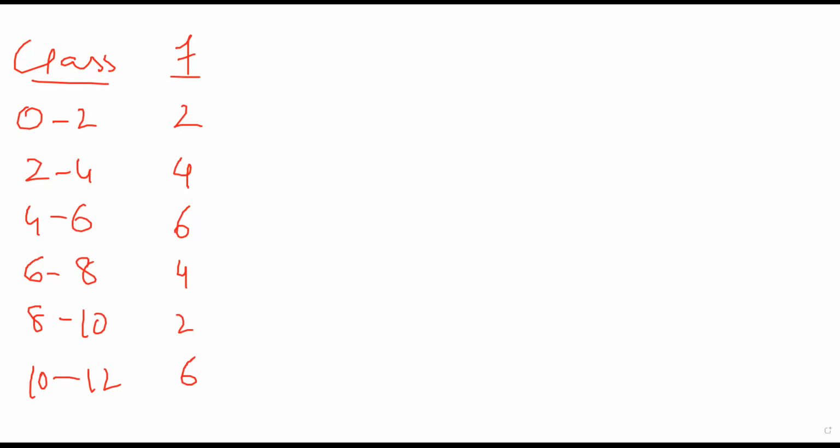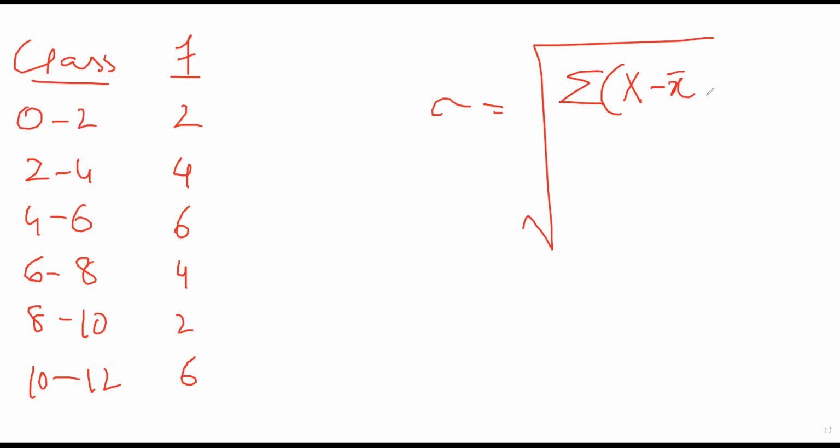Right. Now, if you want to find the standard deviation, you have the formula sigma of capital X minus X bar whole square into F divided by sigma F. Now look at the individual components. First I have to find capital X. Capital X will be the midpoint of the class. This will be the mean of the class. And this is the total frequency of the class.